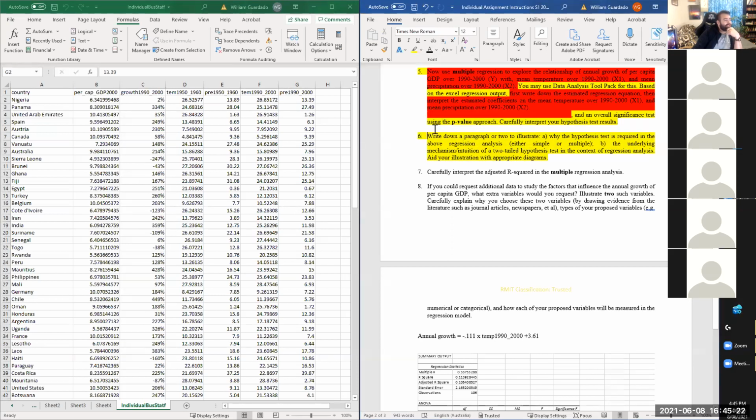It says write down a paragraph or two to illustrate why the hypothesis test is required in the above regression analysis. I think a lot of people mistake it when they say illustrate. It doesn't mean actually draw a picture. It says write down, it doesn't say draw a picture. I think a lot of people get confused about why it's needed. So you're testing whether the slope is positive or negative. Does it have a positive or negative effect, or does it not have any effect? Does temperature have a positive effect on your annual growth GDP or a negative one? And that's what you're testing.